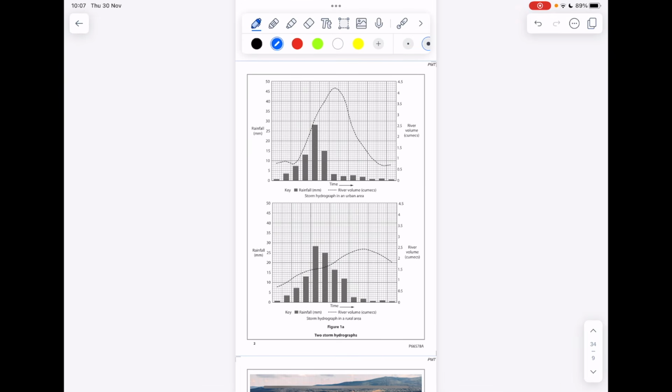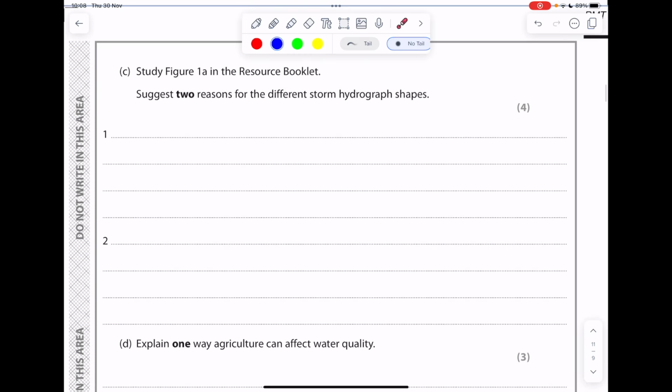So here are our storm hydrographs. I'm hoping you can see this is a flashy storm hydrograph. We've got that shorter lag time, the higher peak discharge, the steep rising limb. This is a subdued storm hydrograph. We've got a much lower peak discharge, a shallower rising limb, and a longer lag time. So we are going to state those differences and then give a reason for it.